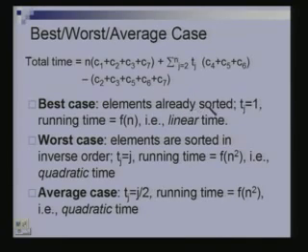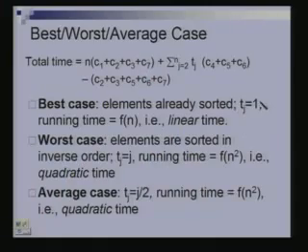So if the input was already sorted, T sub j is always 1. I just have to compare the element with the last element, and I will immediately see that it is larger than the last element, and so I would not have to do anything at all. So T sub j is always a 1 if the input is already in increasing order.